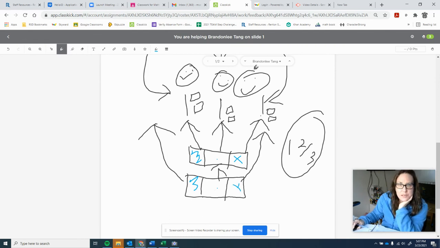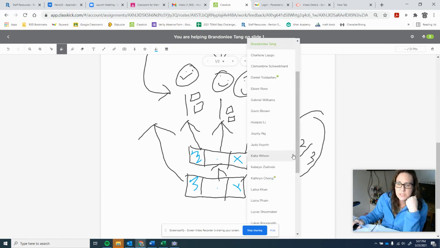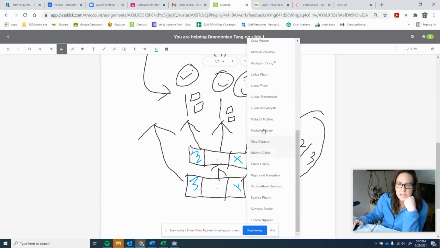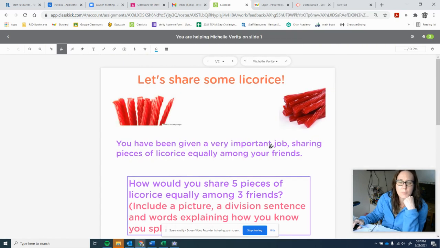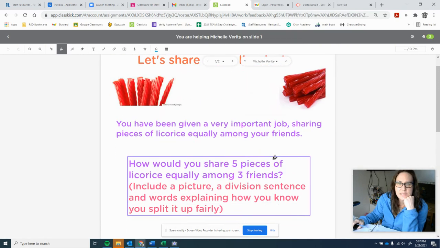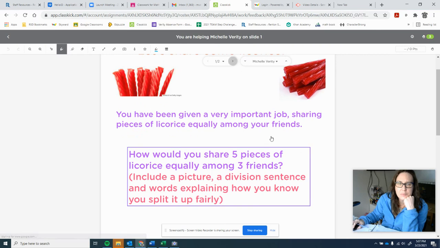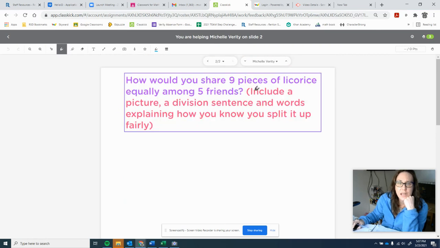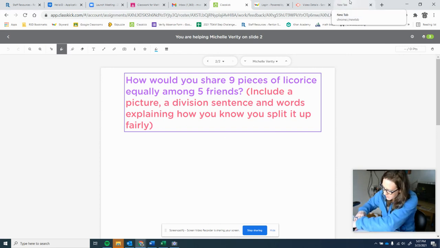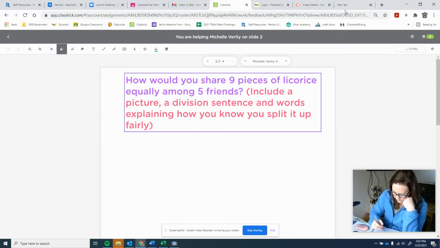All right. So those are the examples that I'm going to show for the first slide. The second slide is sharing 9 pieces among 5 friends. Include a picture, a division sentence, and words. I didn't pay much attention to whether or not the people included all of those in the examples that I chose. I have 1, 2, 3, 4, 5, 6, 7, 8 people that I wanted to share. So I'm going to start with Lily.